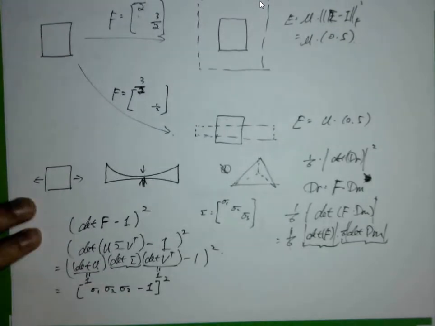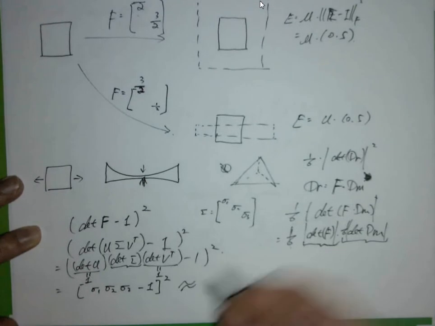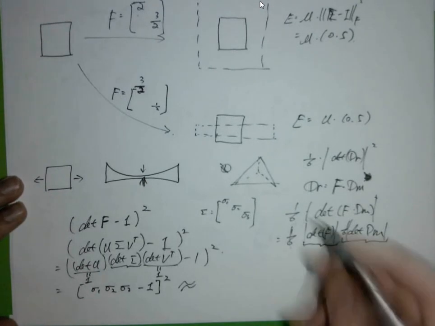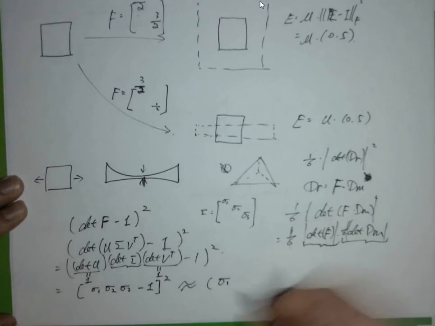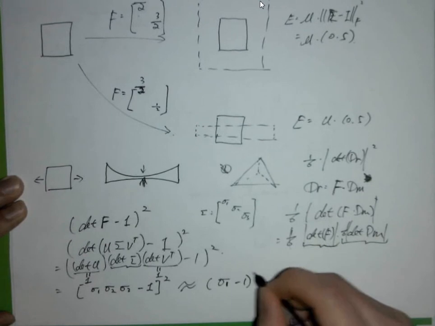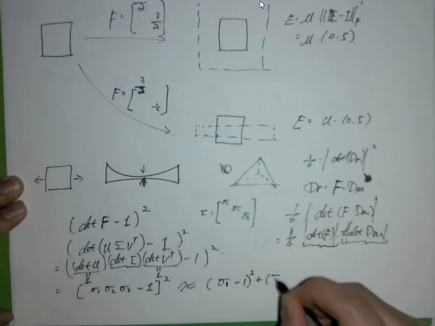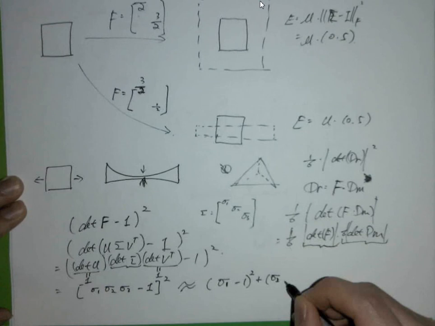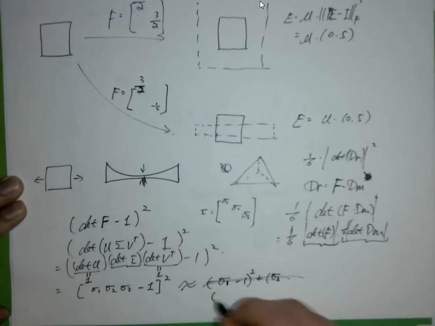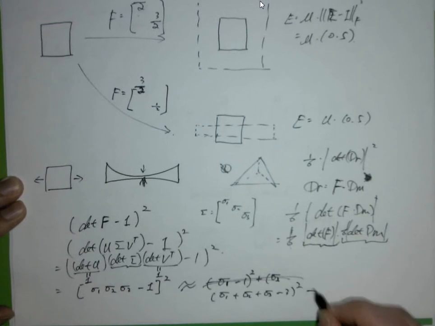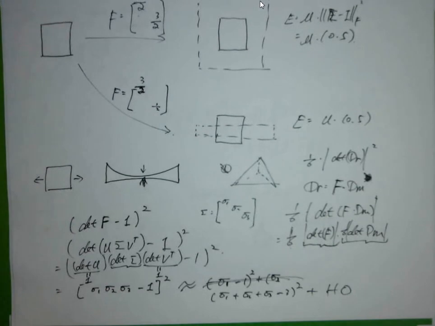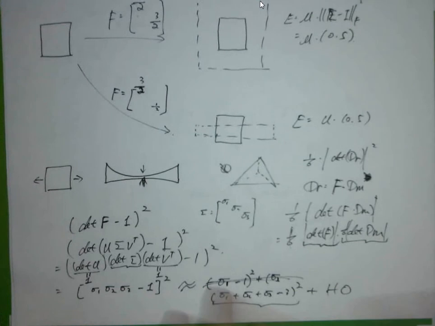So here, I can approximate it. You need to trust me, I'm omitting lots of steps. It's something like (sigma 1 minus 1) squared plus (sigma 2 minus 1) squared plus (sigma 3 minus 1) squared, plus some higher order terms. So I only have the second order terms over here and omit all the higher order terms.